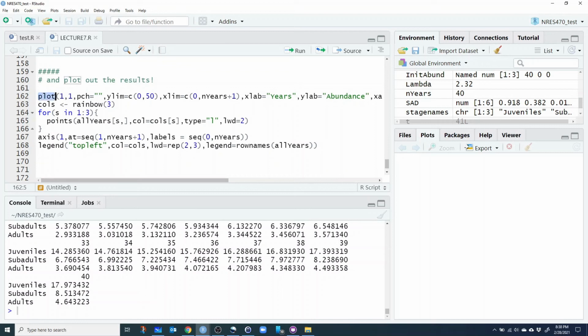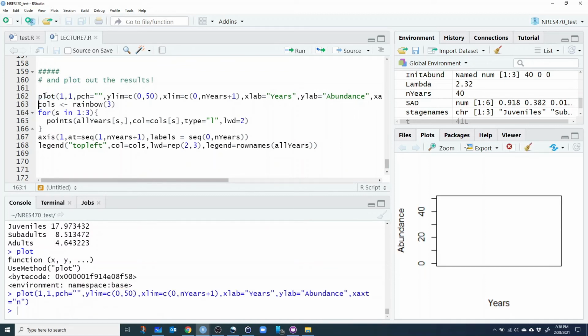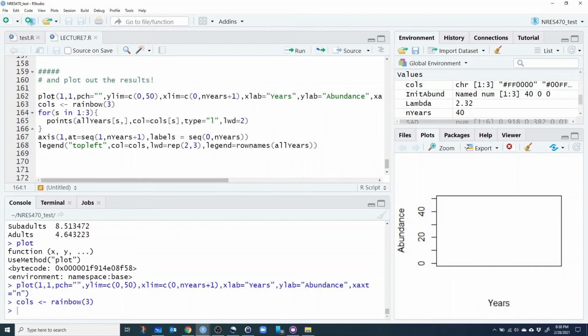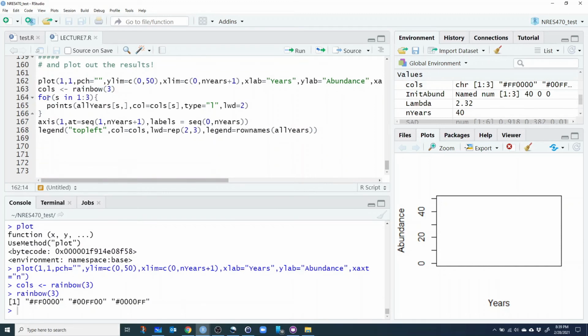So we're going to use the plot function in R, and we'll first make a blank plot there, and we'll specify that we want each life history stage to be colored differently. So I'm just using this rainbow function to grab 3 colors. Each of those represents a different color from the rainbow. And we're going to plot each of the life history stages. The juveniles, so this S is going to represent first juveniles, then subadults, and then adults, 1, 2, and 3.